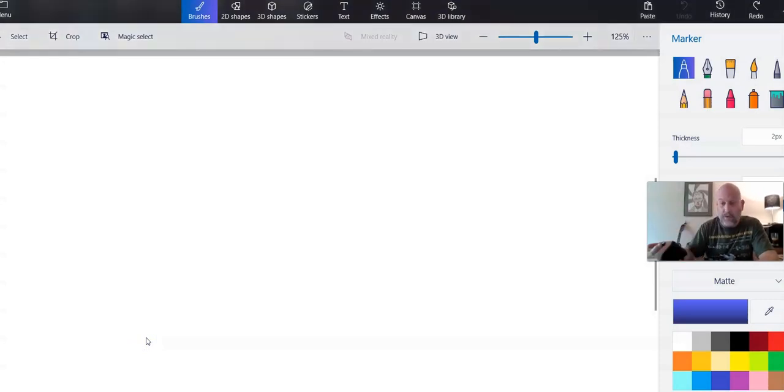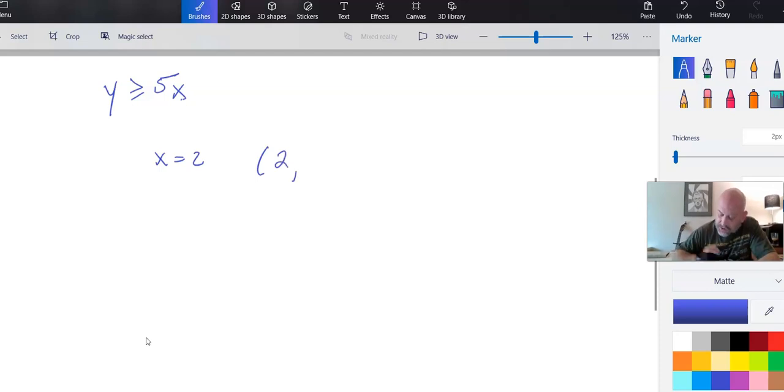If I have a linear inequality in two variables, I'm going to write it this way. y is greater than or equal to 5x. Now, what this is telling you is that if someone hands you an x coordinate, let's say x equals 2, that means my coordinate starts with a 2. If I want to know what things would be solutions, any y value that is bigger than 5 times this 2 will be a solution.